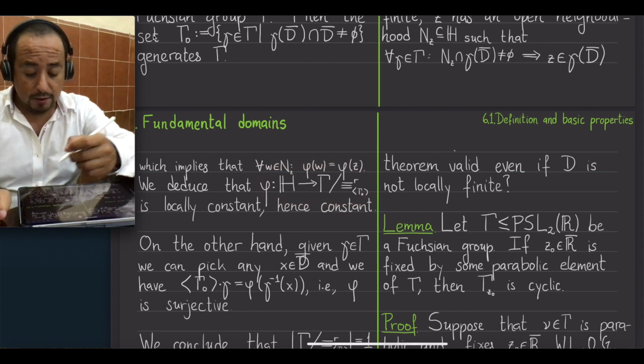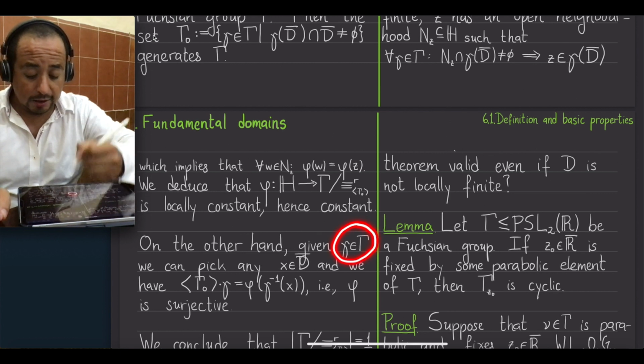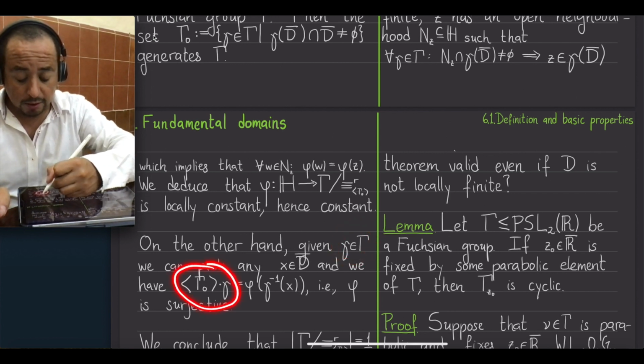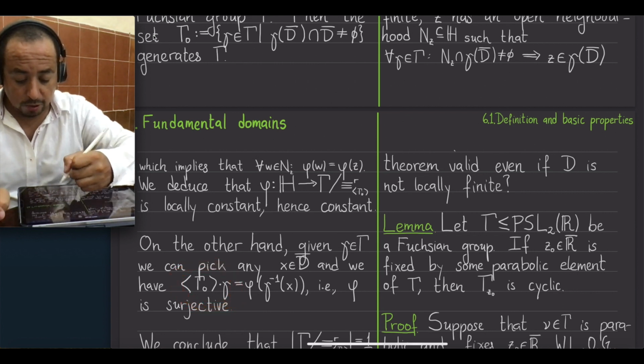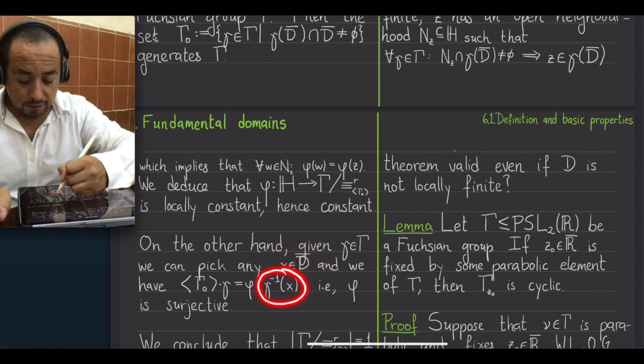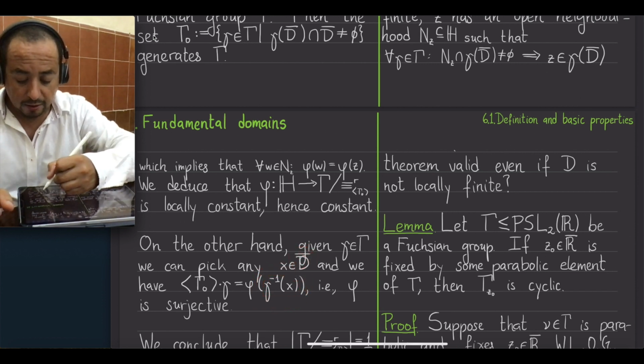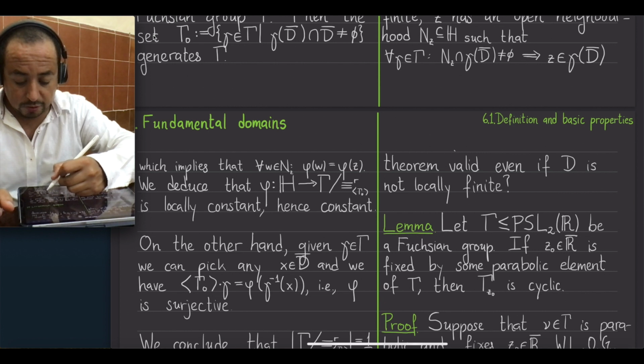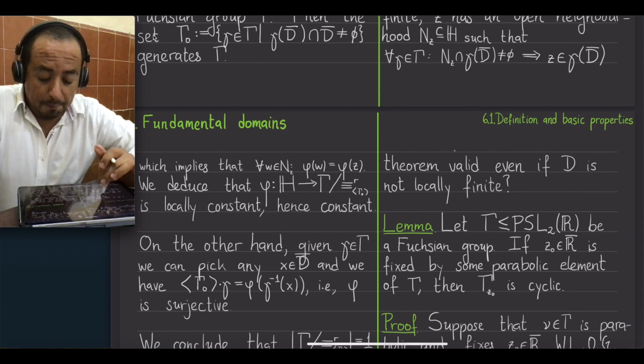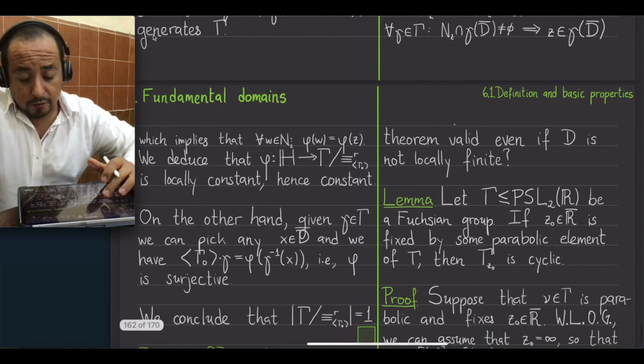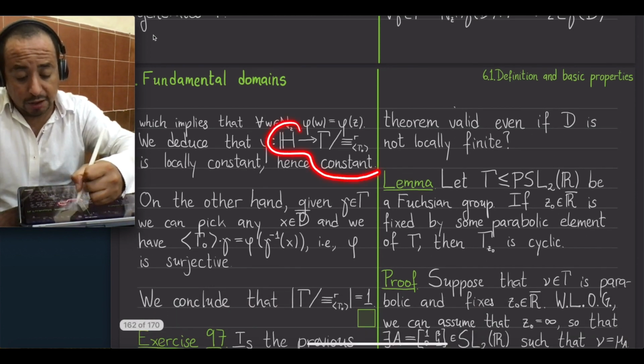I mean, you see, take any coset, right? Take that coset, and so how does that work? I mean, just take any x in D bar, apply gamma inverse, and then how do you take gamma inverse of x into D bar? Well, just apply gamma. And so this coset is phi of this point. So it is surjective.